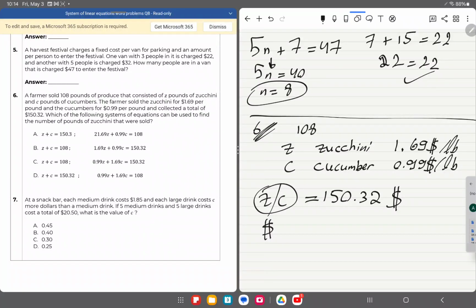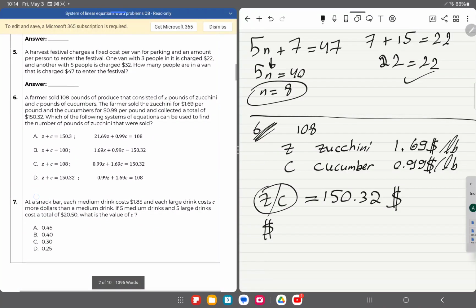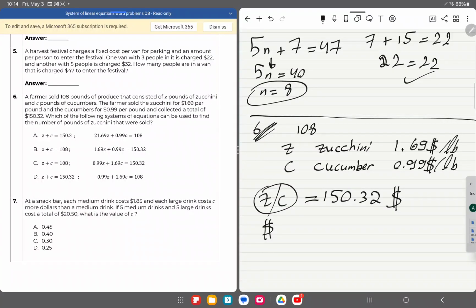So the dollars, what do I have for dollars? I have the number of zucchinis and the number of cucumbers. It's $1.69 per pound of zucchini, and $0.99 per pound of cucumbers. So that's going to be the dollars. It's going to be equal to the dollar sign. So this is dollars, dollars, dollars.